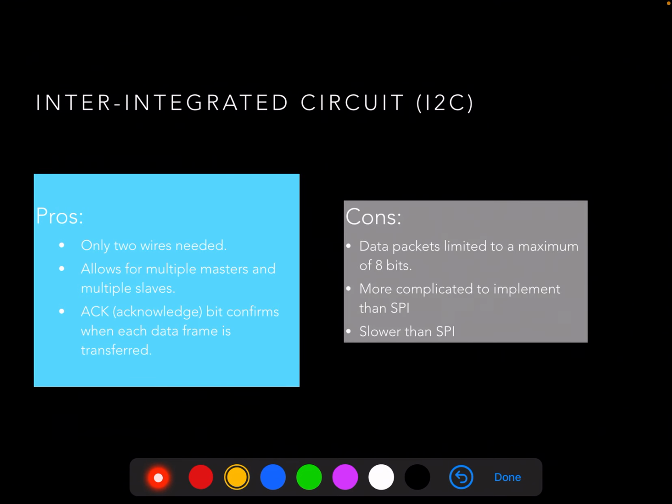So the pros of the I2C protocol is that we only need 2 wires. We are allowing for multiple controllers and multiple workers, previously called masters and slaves, respectively. And the acknowledge bit is a confirmation that each data frame has been transferred successfully. The downside is that our data packets are limited to only 8 bits. This is a pretty complicated communication protocol, and it's slower than other common communication protocols like SPI.